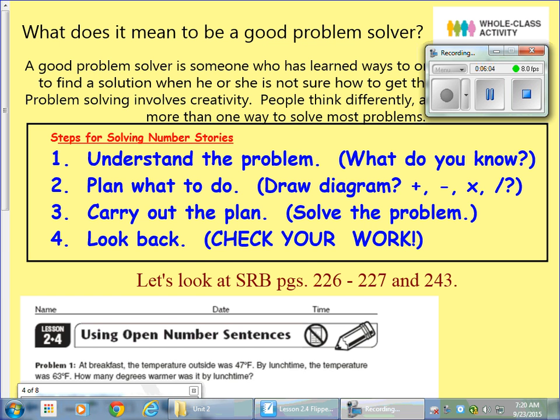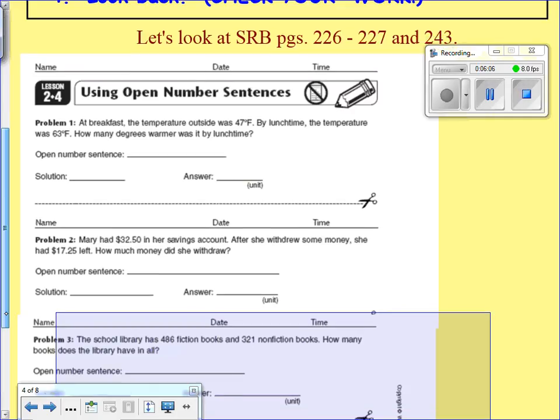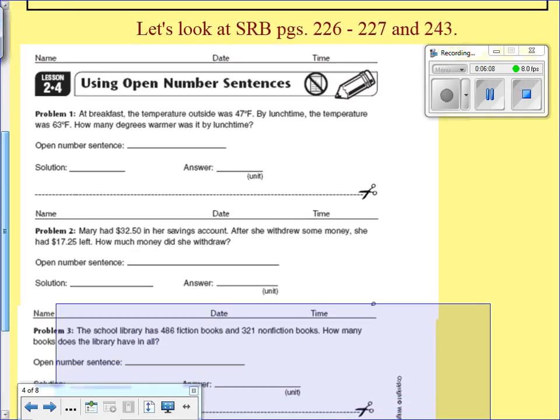Let's take a look at the first one here. These are all practice problems. They're not going to be in your homework. So let's take a look here. It says breakfast. At breakfast, the temperature outside was 47 degrees Fahrenheit. By lunchtime, the temperature was 63 degrees Fahrenheit. How many degrees warmer was it by lunchtime? Okay. We know that it started off at 47. It ended at 63. We want to know what the gap is in between.